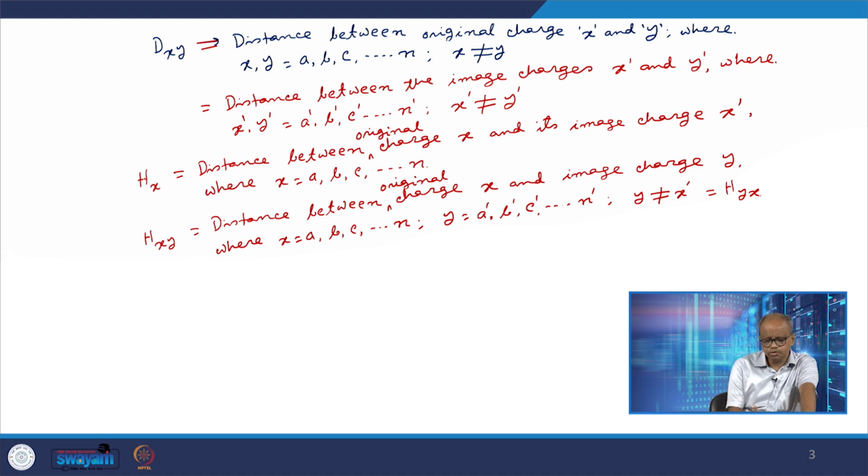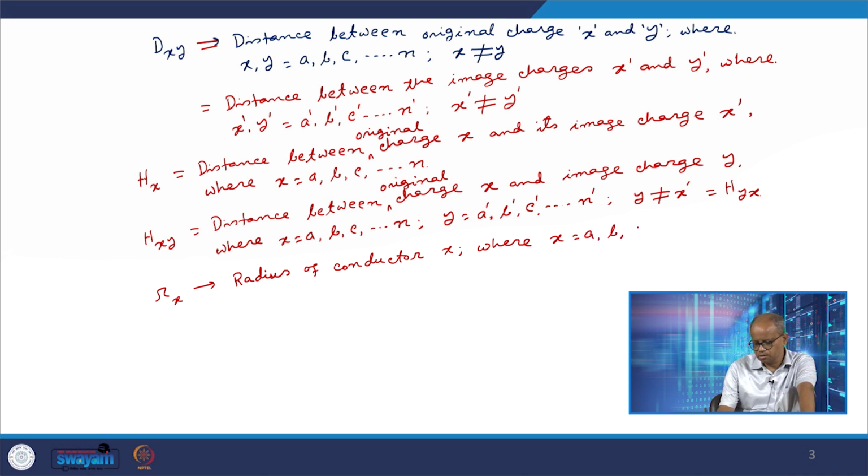And then we also denote something called Rx. Rx we denote as the radius of conductor x, where x is equal to a, b, c, n. So this is the radius. So now with this, what would be V a dash?